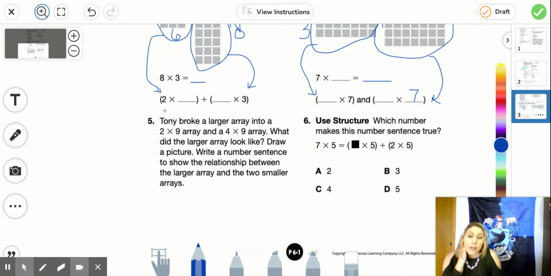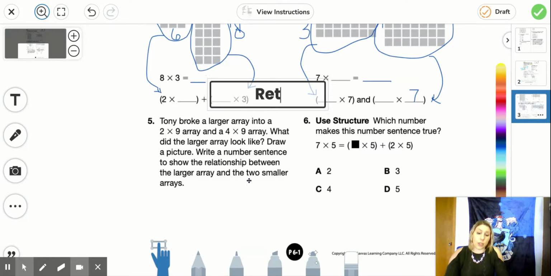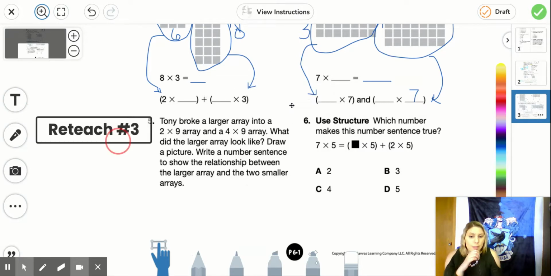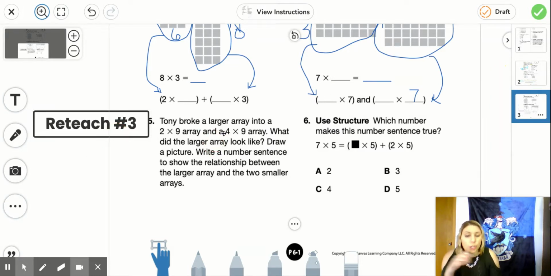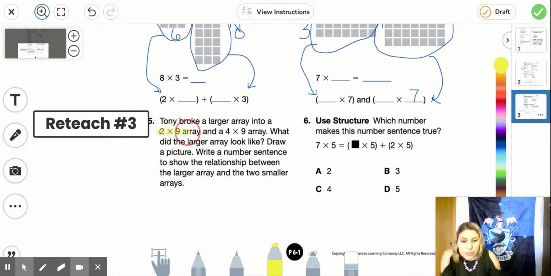All right. Number 5 is kind of tricky. And if you're not sure about number 5, look at reteach number 3 to help you. It's a very similar problem, but with different numbers. Tony broke a larger array into a 2 times 9 array and a 4 times 9 array. What did the larger array look like? So this one, you're doing the opposite. They give you the 2 smaller arrays. You're going to add them together.